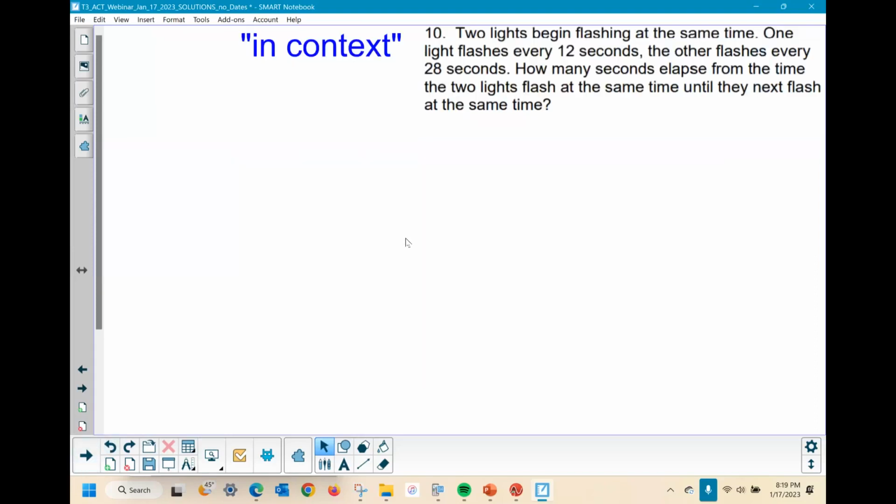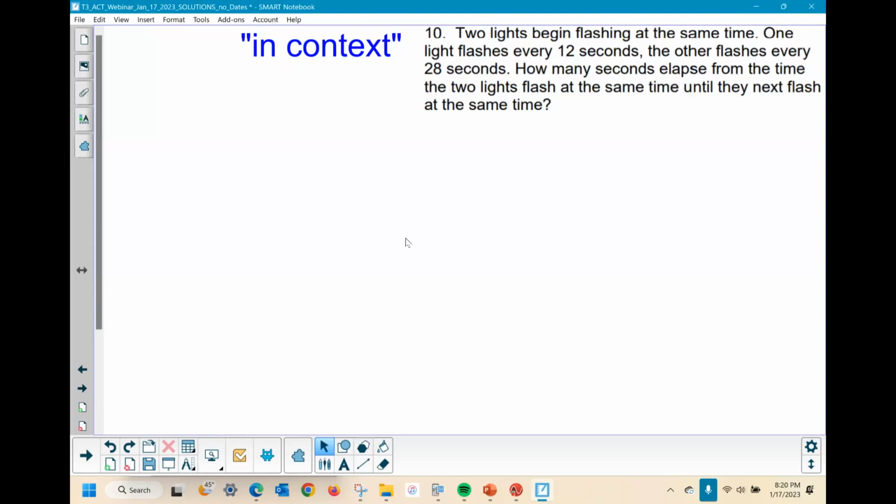So this is another one that students don't realize is a least common multiple problem, but it's in context, and it doesn't say least common multiple or anything like that in it. Two lights begin flashing at the same time. One flashes every 12 seconds. The other flashes every 28. How many seconds elapse from the time the two lights flash at the same time till they flash at the same time again?